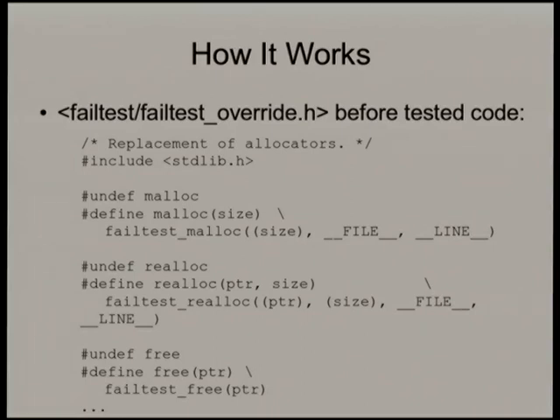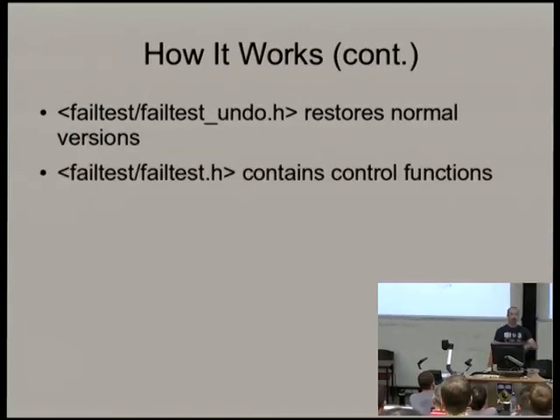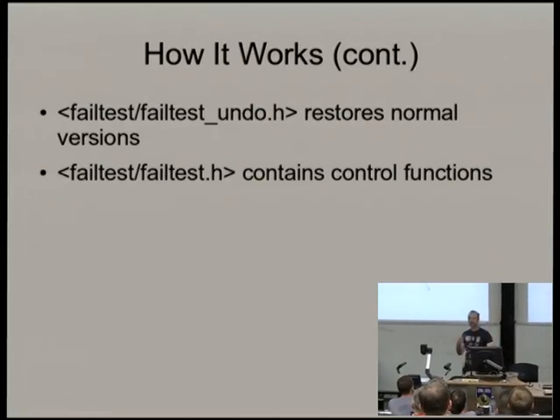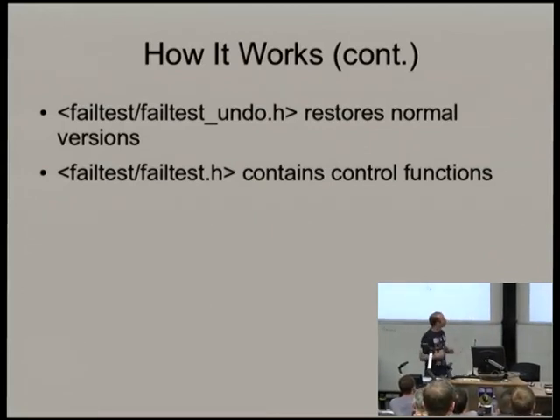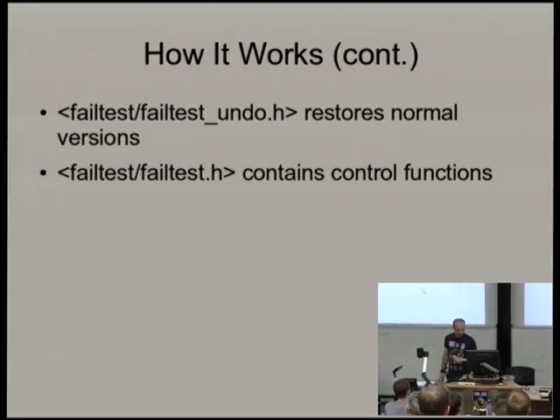So it's basically failtest_override.h, this long header that overrides all these core functions that it wants to test. Because you include this before you include your C file, this overrides all the ones in your code, so your code that you're testing doesn't change, but actually it's doing something completely different now. We also have a failtest_undo.h if you want your original ones back, that will basically not quite undefine them all. And then there's a failtest.h, which actually contains the control functions to control the failure testing.